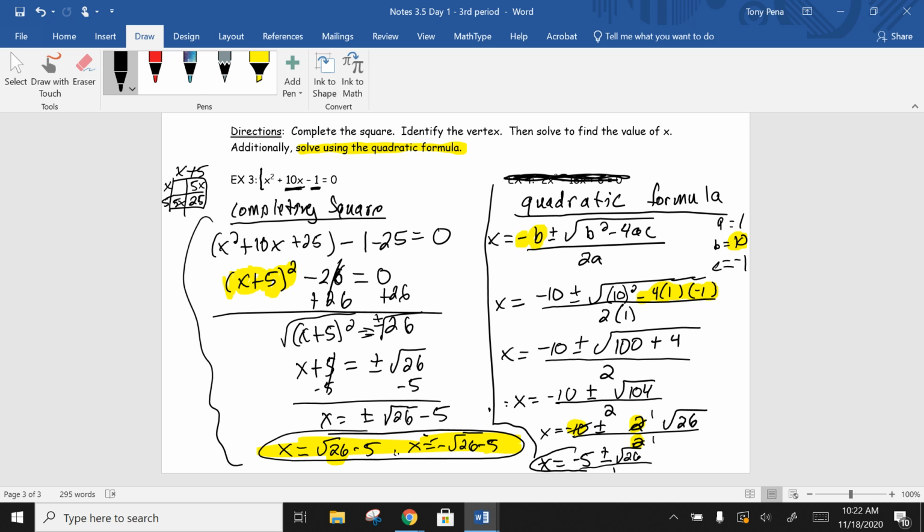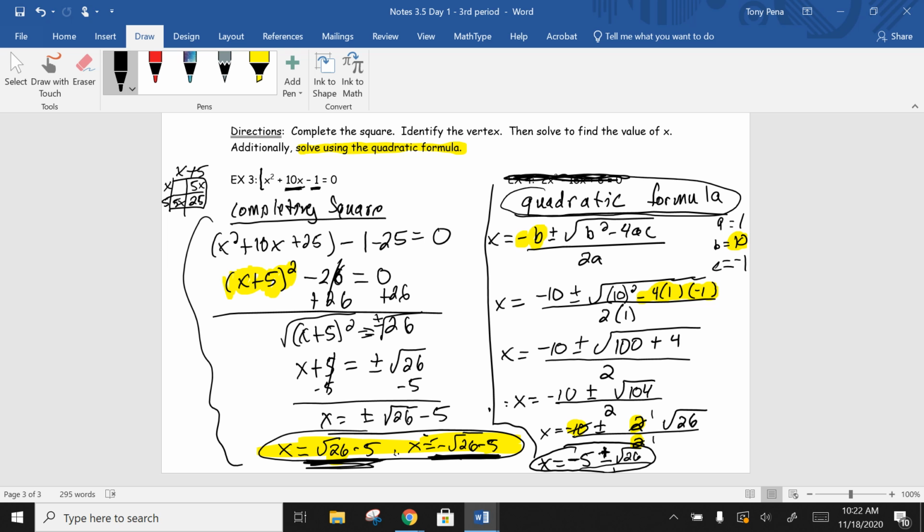So if we now look at this answer here, don't I have a negative 5 being added to a root 26, just like I do here, positive root 26 and a negative 5. And then the negative 5 minus a root 26 is what I have right here. Okay? So just different ways to kind of go through these and be able to work with it.